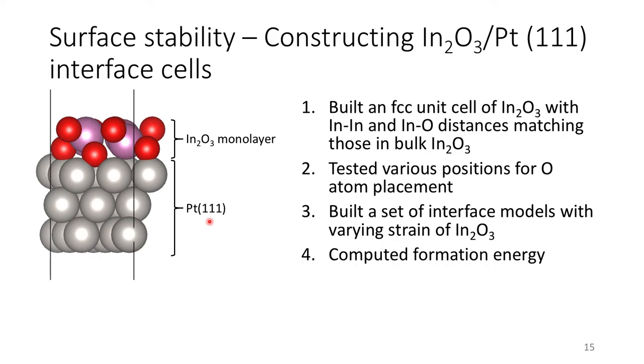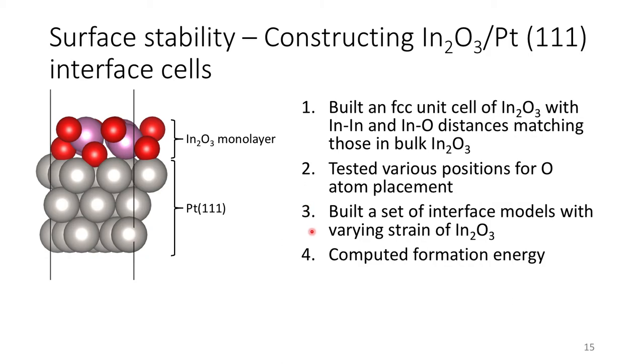platinum nanoparticle. To construct the indium oxide monolayer, we assume that it adopts an FCC unit cell to match that of platinum, and we generate an indium oxide unit cell where the indium-indium and indium-oxygen distances match those in bulk In2O3. We tested various placements of oxygen atoms and selected the placement that gave the lowest energy structure.